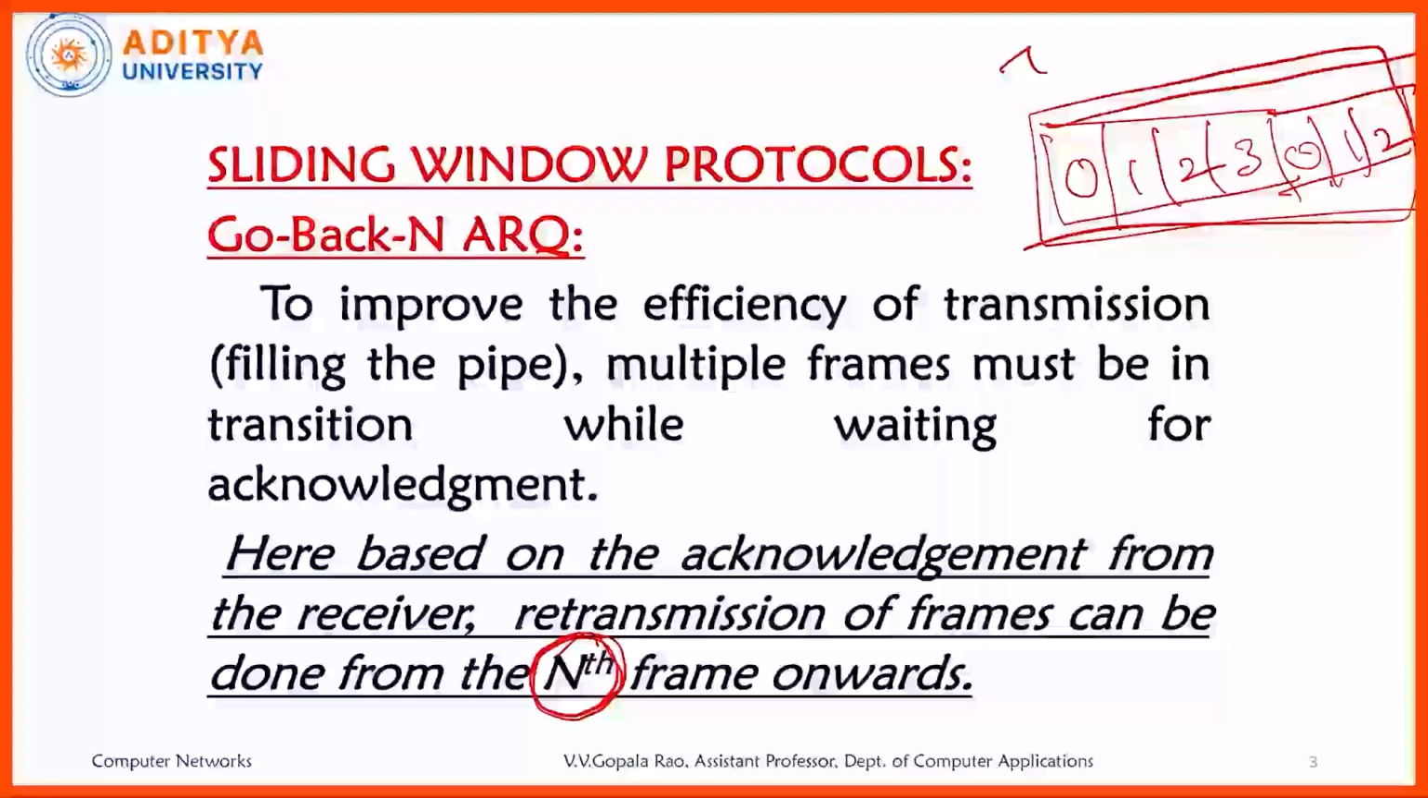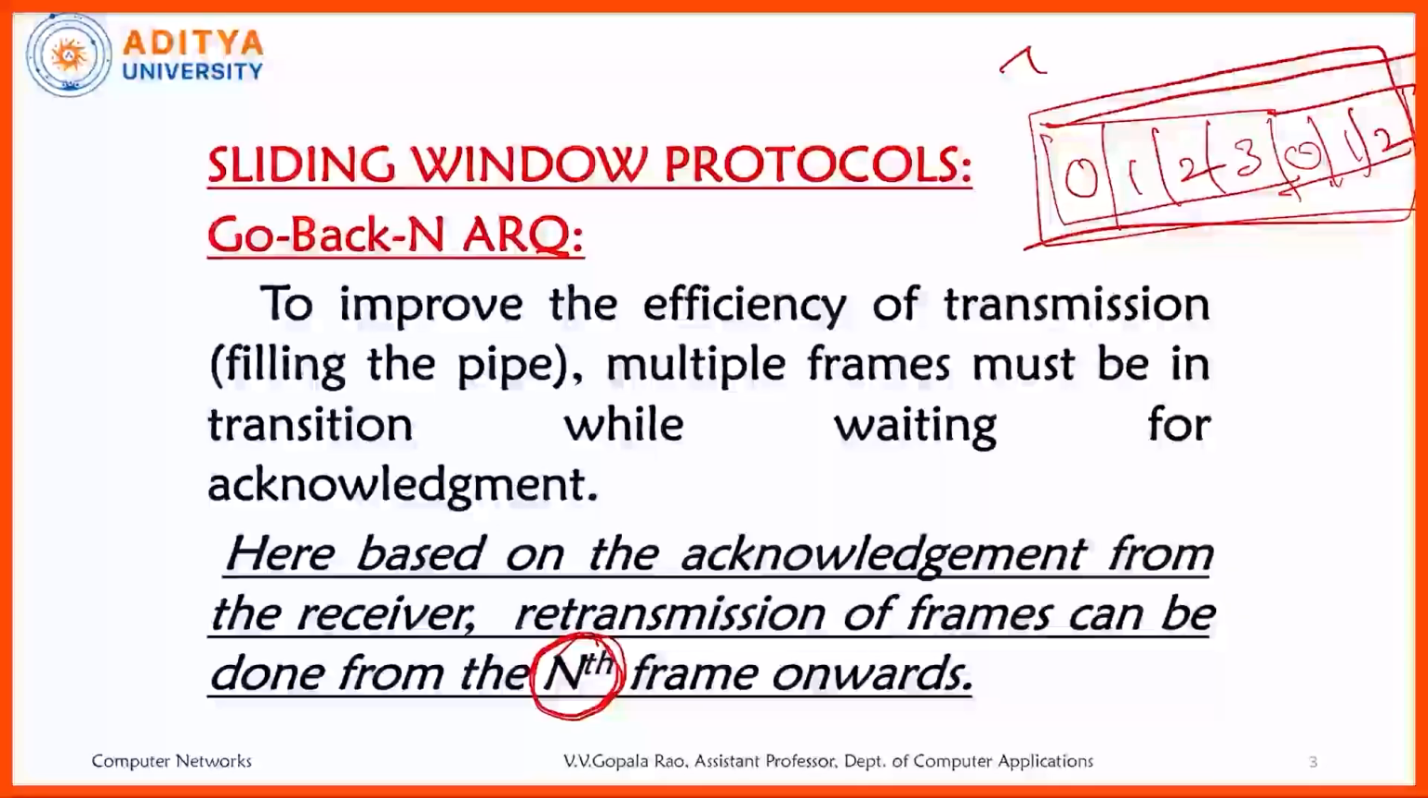That is actually the meaning of Go-Back-N ARQ. I already told you that this is a request procedure. Unless there is a request from the receiver, the sender will not take any decision, because the receiver is requesting from the nth frame onwards. He is interested in getting the retransmission, so he puts that request in front of the sender. Based on the nth number, the sender is able to retransmit all the frames from the nth frame onwards.